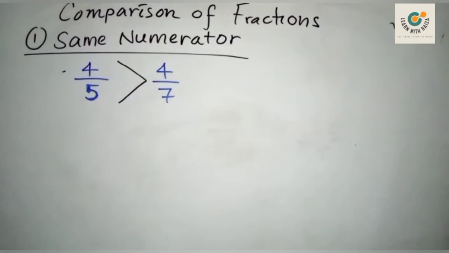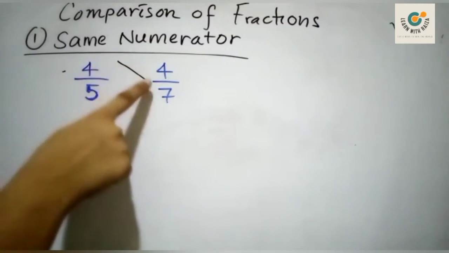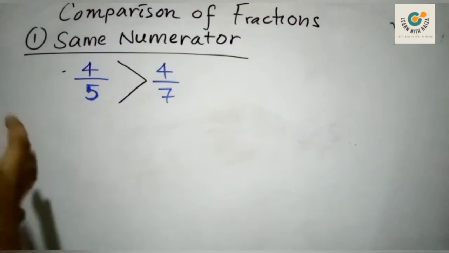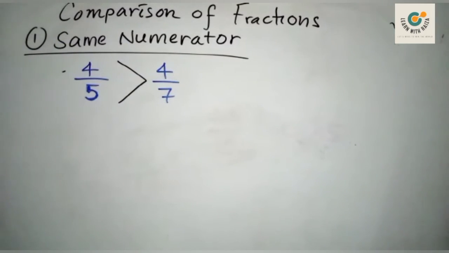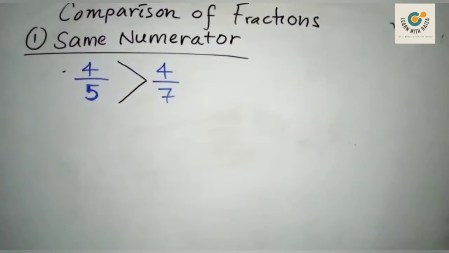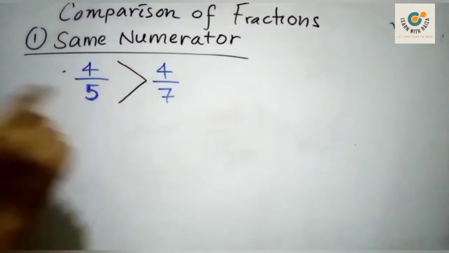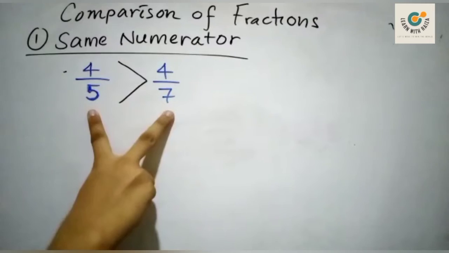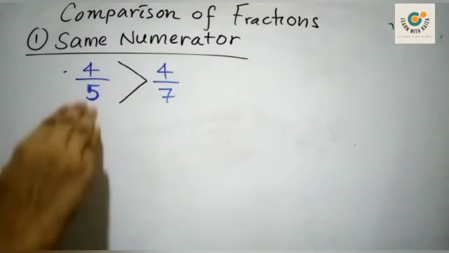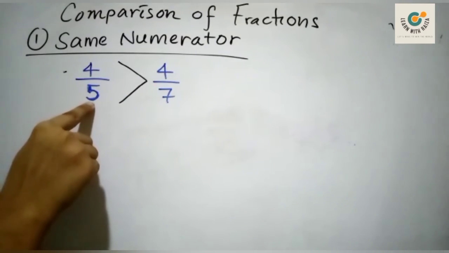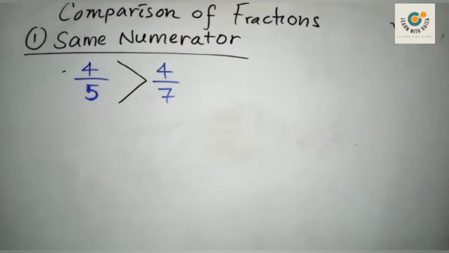Most of the students get confused with this symbol. Larger means it opens towards the bigger one. Think of a crocodile's mouth, a huge mouth opening to the bigger side, to the bigger prey. So the bigger one is this one. This is open towards the larger one, so this symbol is used. Why did I use this symbol? When you have two or more fractions with the same numerators, the larger fraction will be the fraction with the smaller denominator.